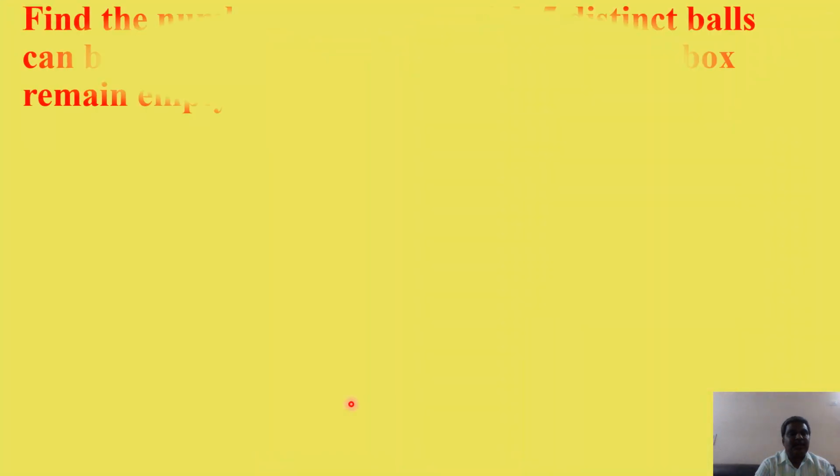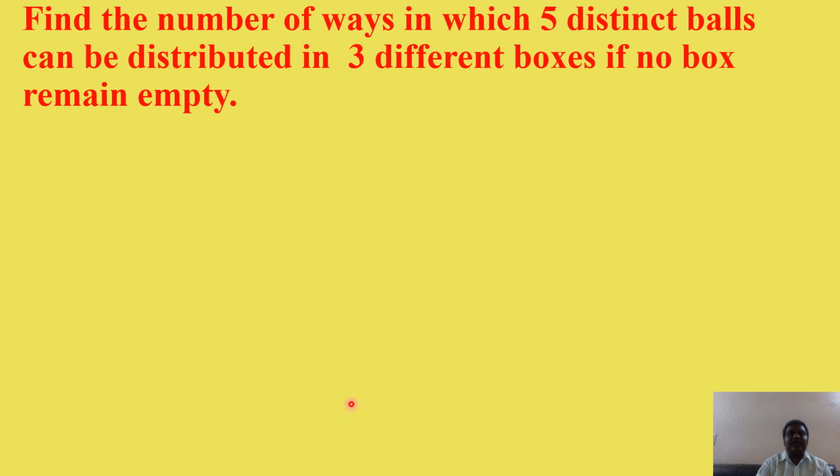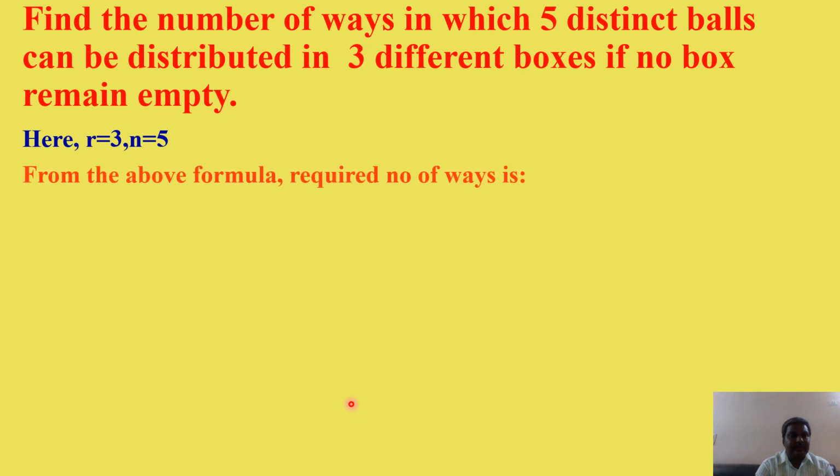See this problem. Find the number of ways in which 5 distinct balls can be distributed to 3 different boxes if no box remains empty. Same concept. This is also asked in previous JEE Mains or Advanced. Here r equals 3 and n equals 5. From the above formula, the required number of ways, no need to explain each and everything, we already discussed the derivation.